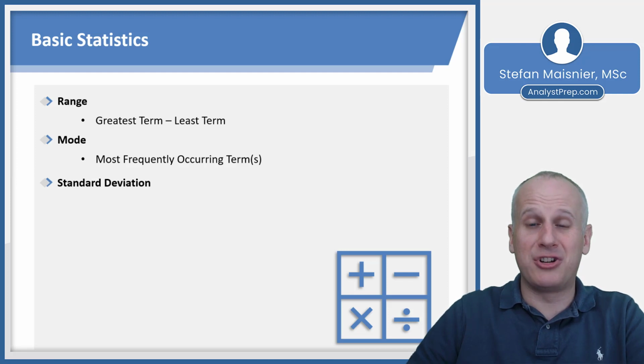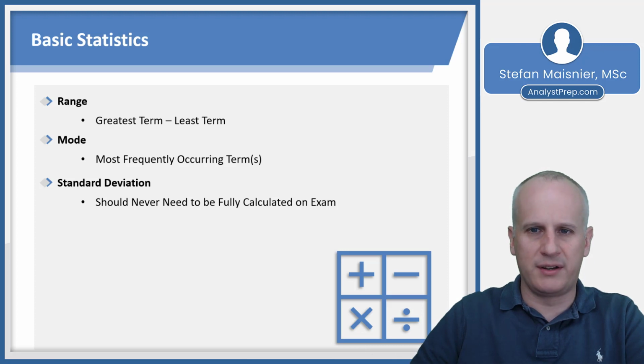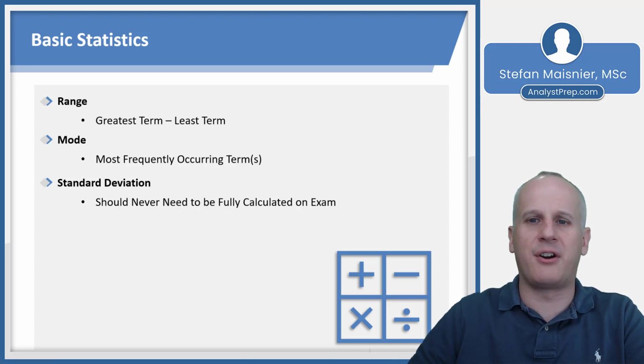Standard deviation is exceedingly limited in what is tested on the GMAT focus. It should never be a requirement to fully calculate standard deviation. Finding the differences, squaring the differences, taking the average, all of those steps are completely excessive and could take more than the 3-minute maximum we have for any of these problems in the quantitative reasoning section. So you're not going to need to do that.